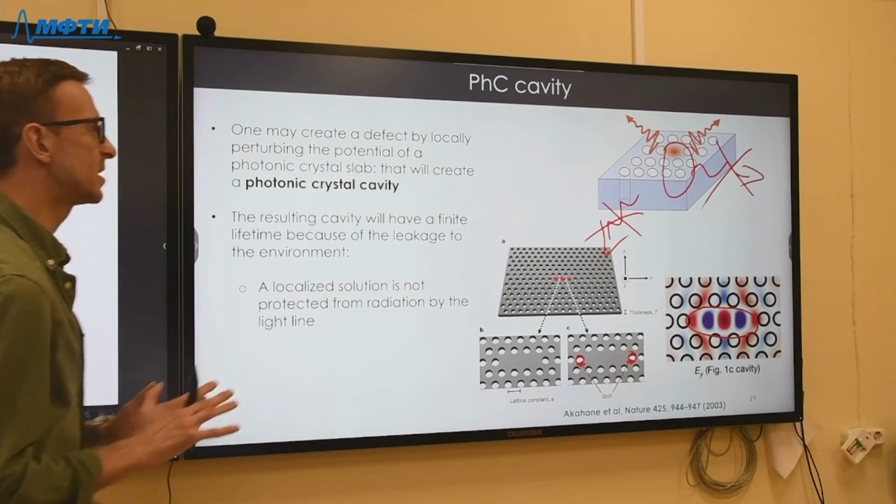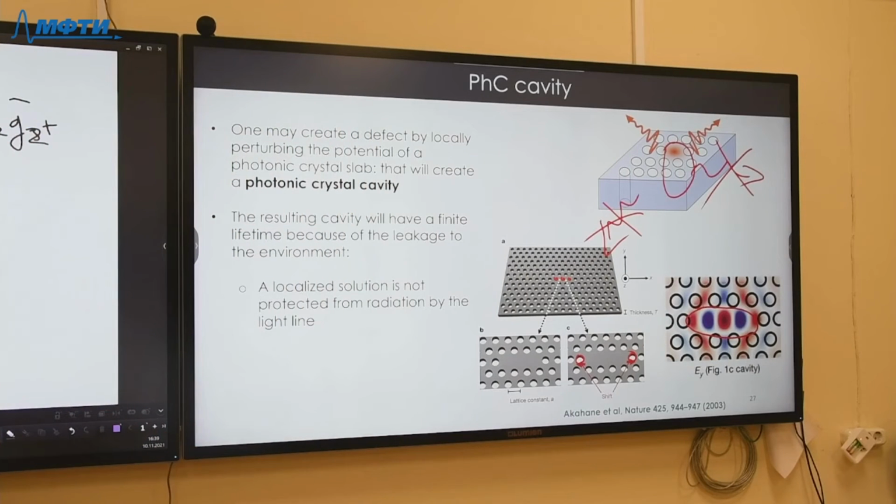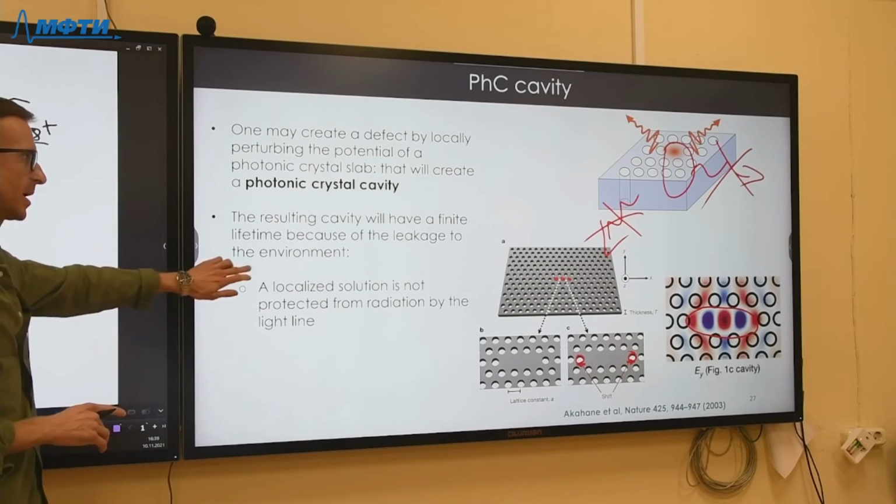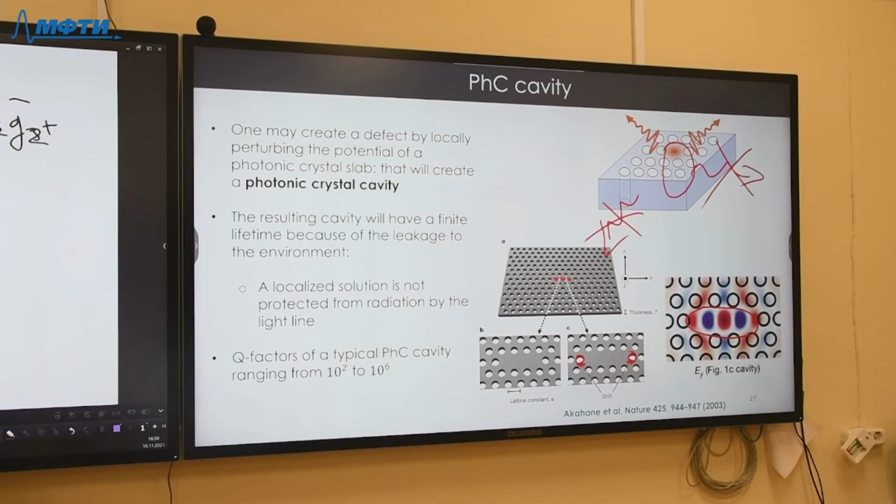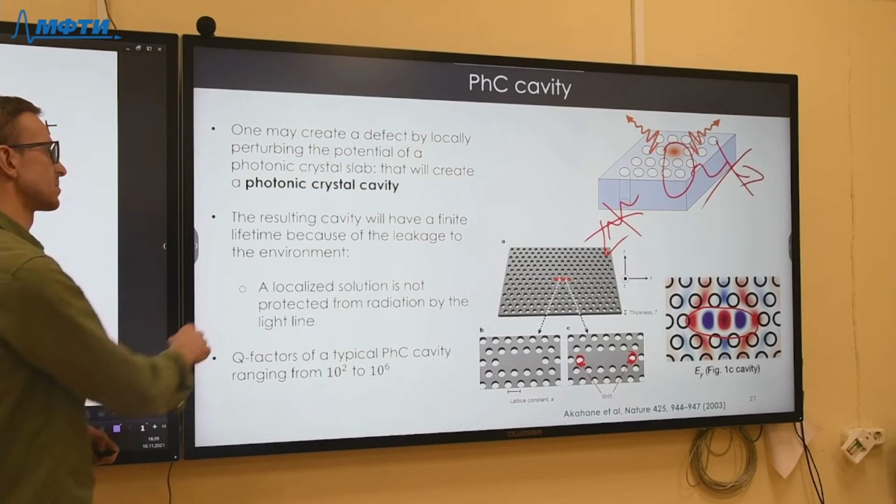And despite that mechanism of leakage to the environment, the Q factors of these cavities are surprisingly high. These are one of the best resonators that exist with current fabrication methods. And Q factors of these cavities typically range from hundreds to millions. These are one of the highest Qs that you can make with existing fabrication techniques.